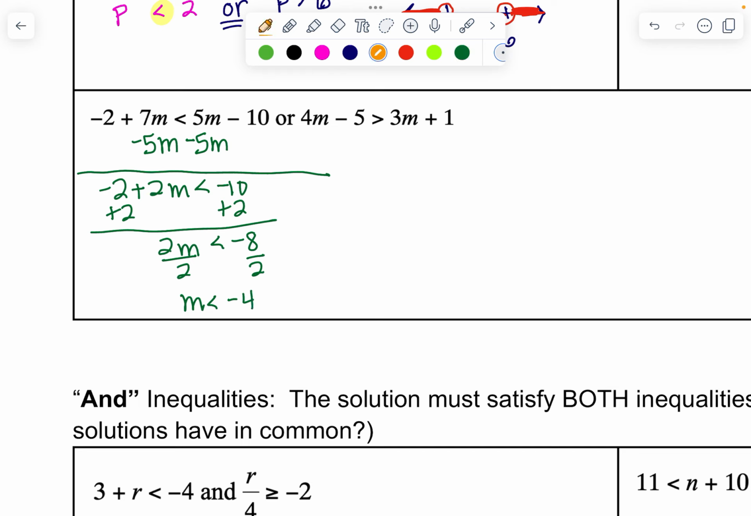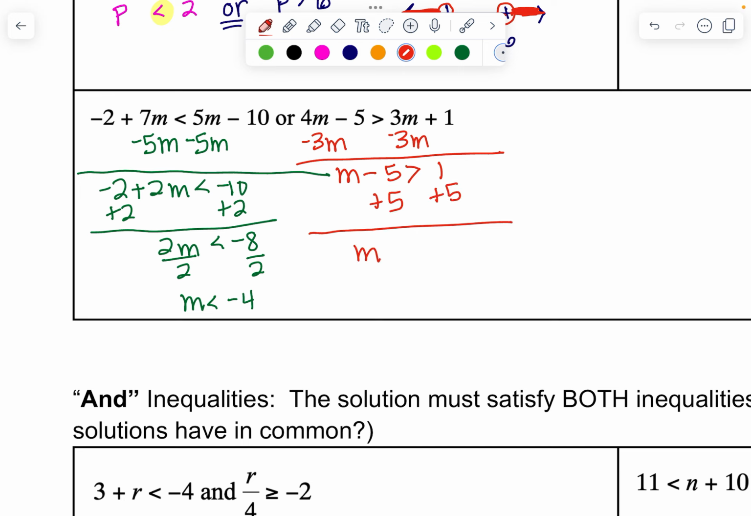Now looking at the other one, I'm going to start by subtracting 3m, getting all my variables on the same side. So then I have m, or 1m, take away 5, greater than 1. Adding 5 to both sides, I'll get m greater than 6. And remember, this is an "or," so m is either less than negative 4 or greater than 6.